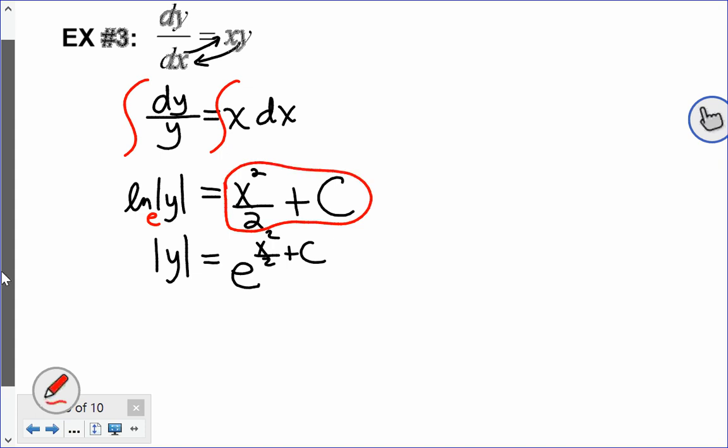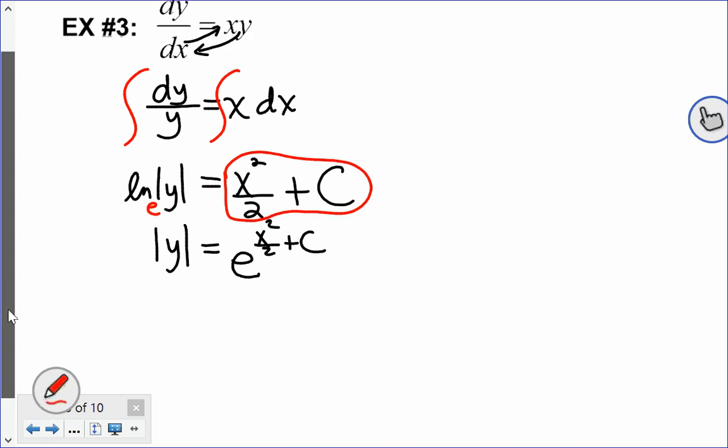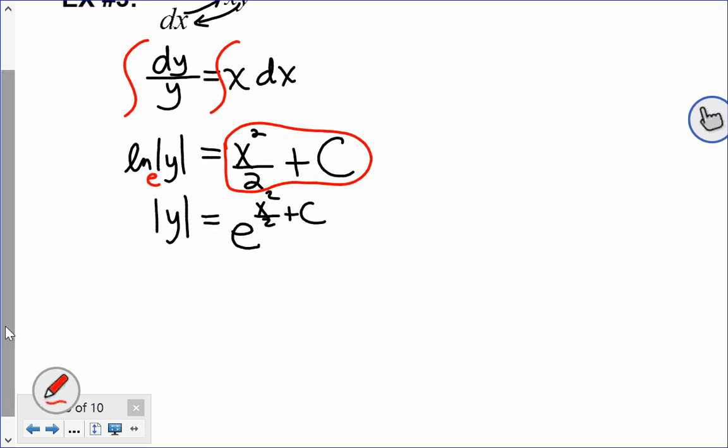Now, let's talk about several things here. I don't need to keep the absolute value sign because if I look at this problem, let's think about it. It's e to the something on the right. Well, e to the something is always positive, so I don't need absolute value, so we can drop that. So we have y equals e to the x squared over 2 plus c.